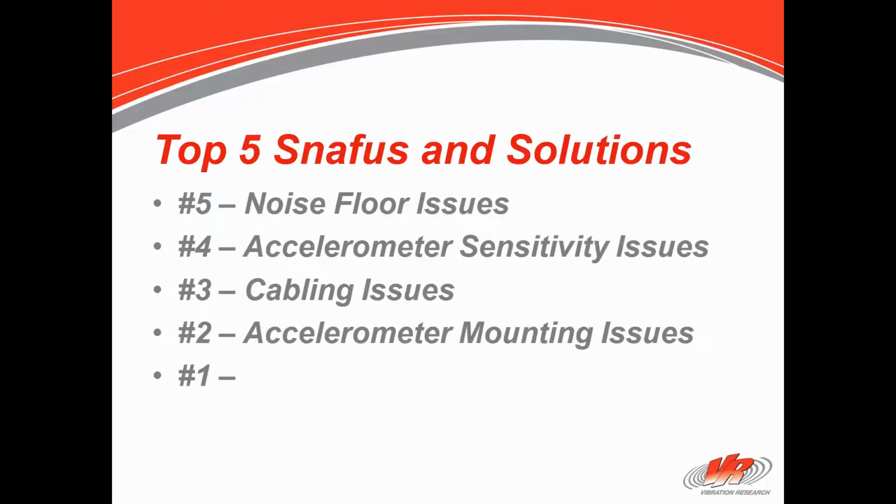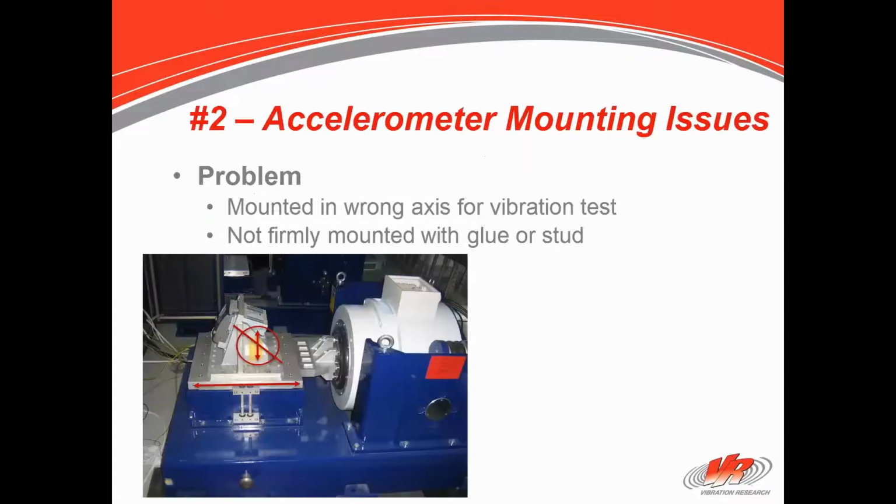Top snafu issue number 2 is accelerometer mounting issues. Accelerometers, the sensory devices, are very important. First of all, recognize that a single axis accelerometer measures acceleration only in one axis. You want to make sure that the orientation of the vibration is in the correct motion. Here's a slip table with an accelerometer on it, and if your accelerometer is mounted right here, where my mouse is pointing, it's not going to be measuring the correct motion.